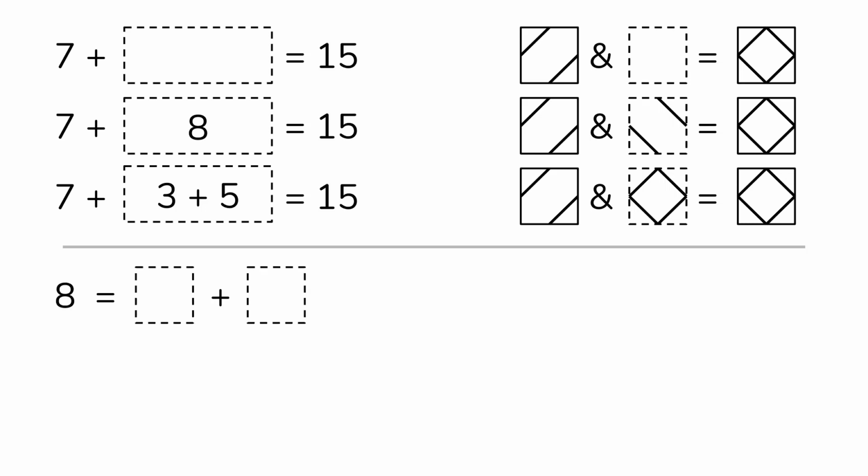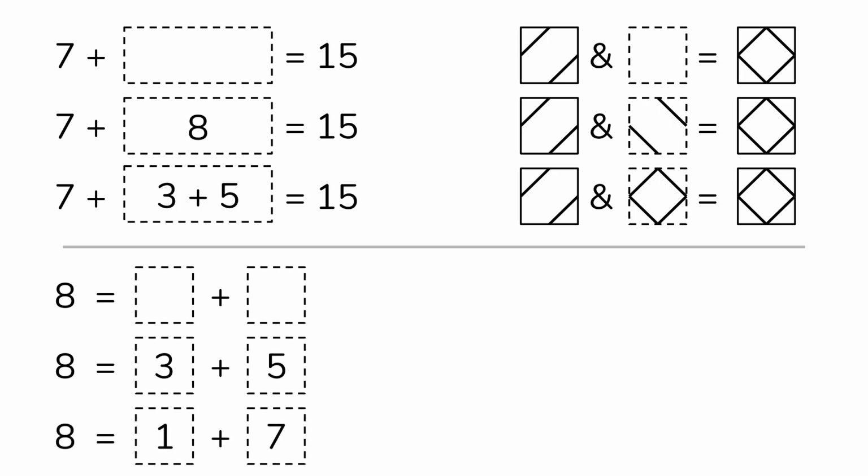Here's a different kind of question we could ask. Can you fill in the 2 dotted squares to make this equation true? Again, take a second to think and decide on your answer. Once again, there's more than one way to answer this question. You might have written 8 equals 3 plus 5. You might have written 8 equals 1 plus 7. You might have even said 8 equals 2.5 plus 5.5. There are many different ways to break down numbers into pieces.